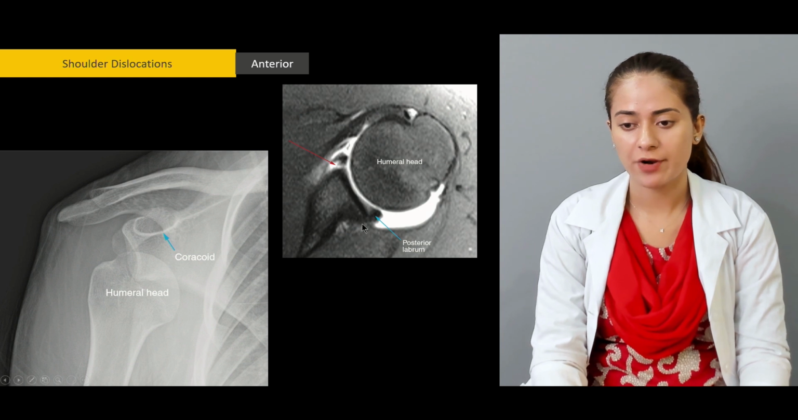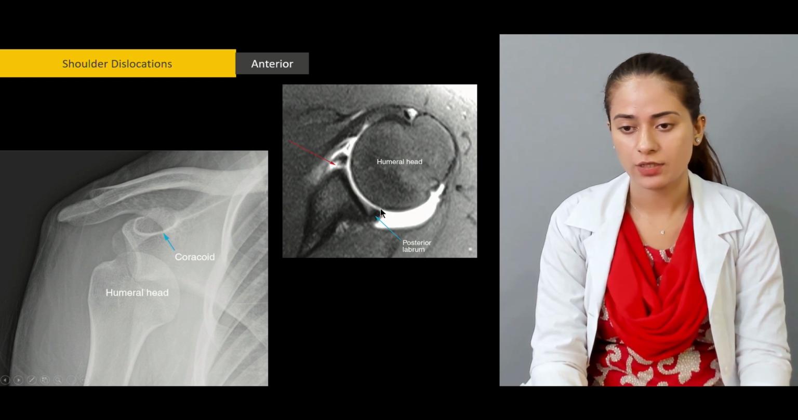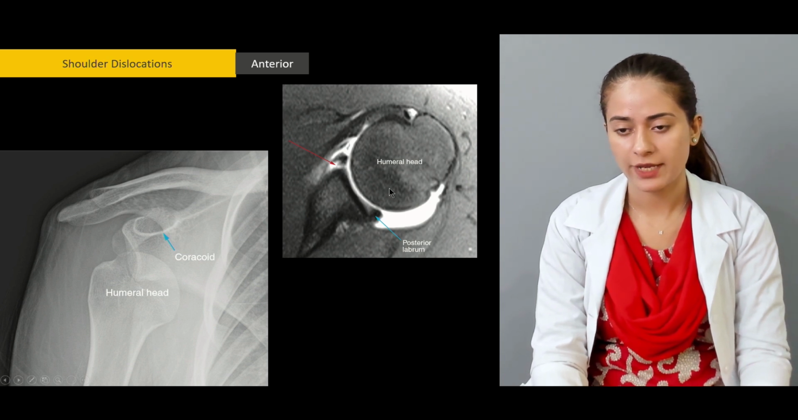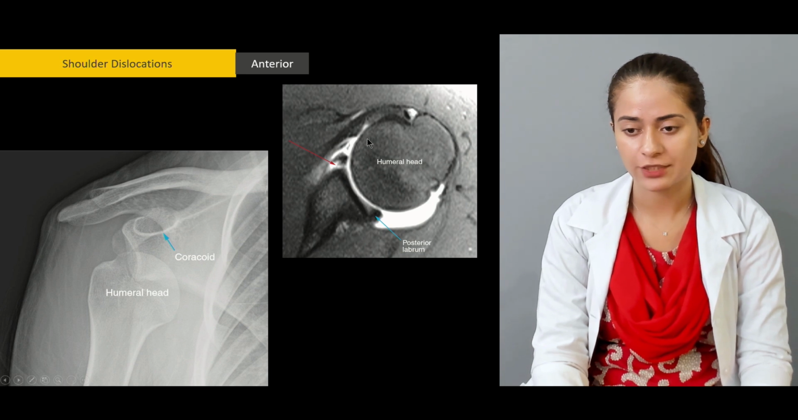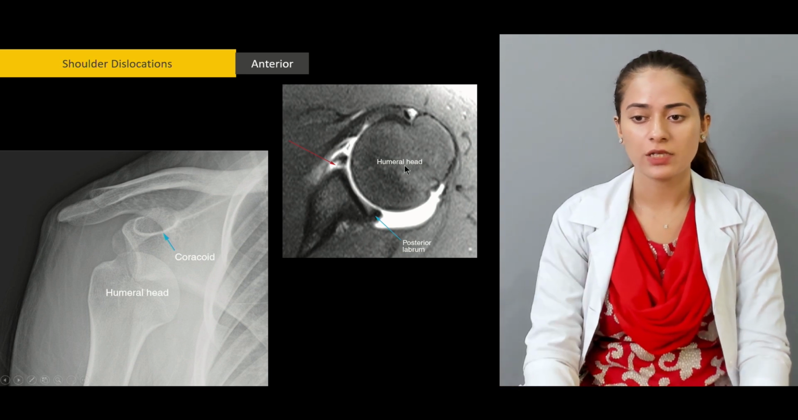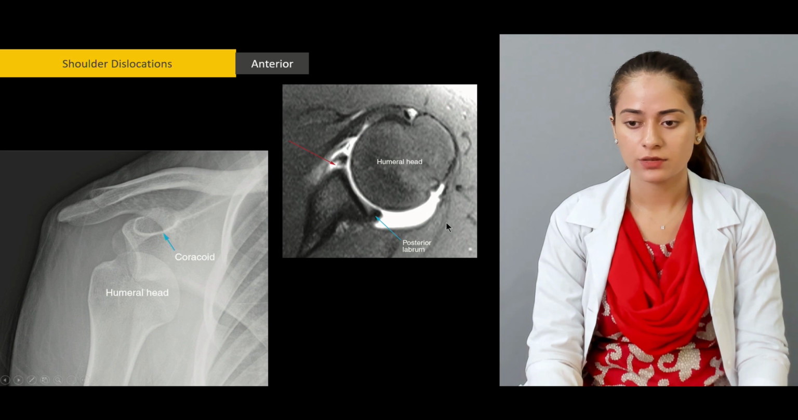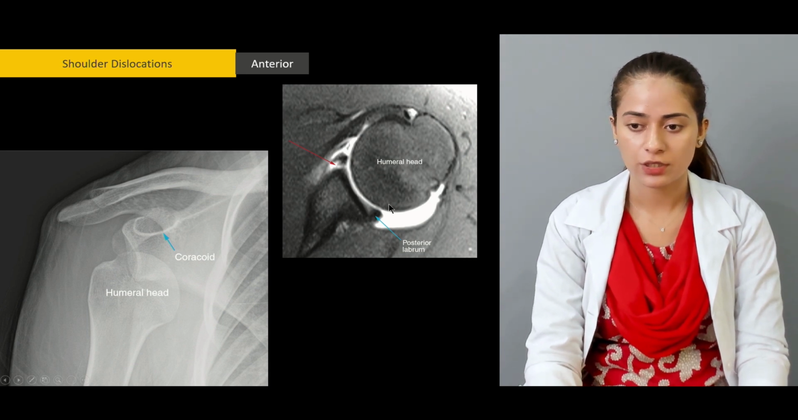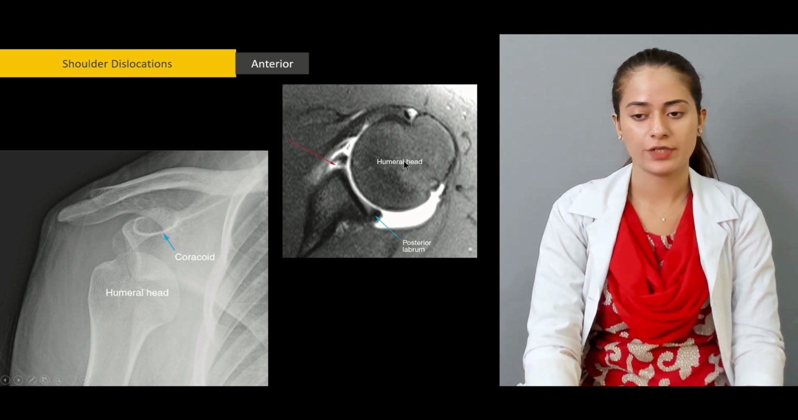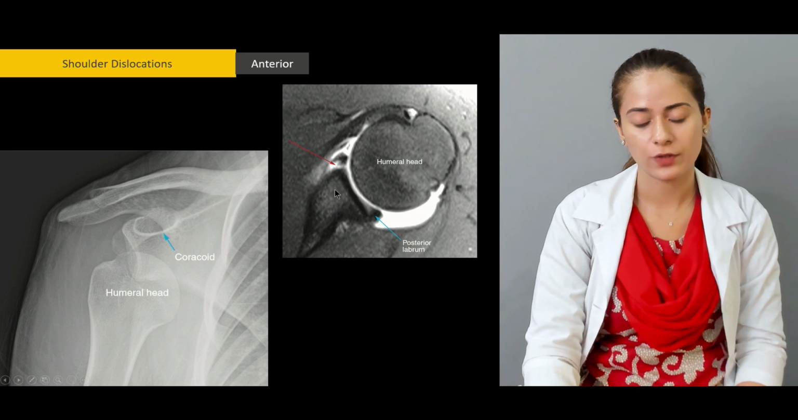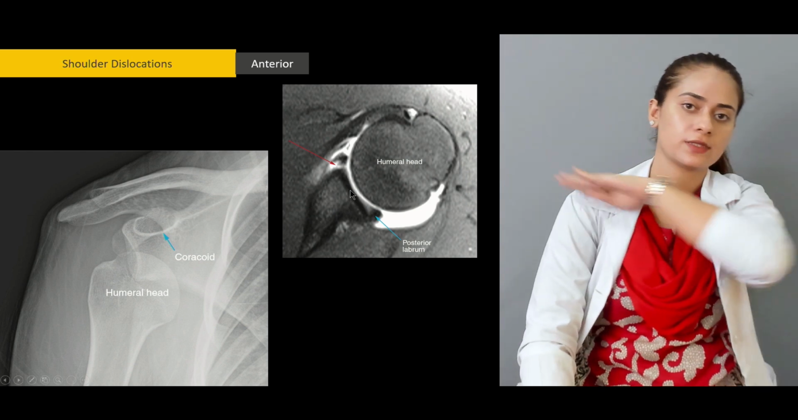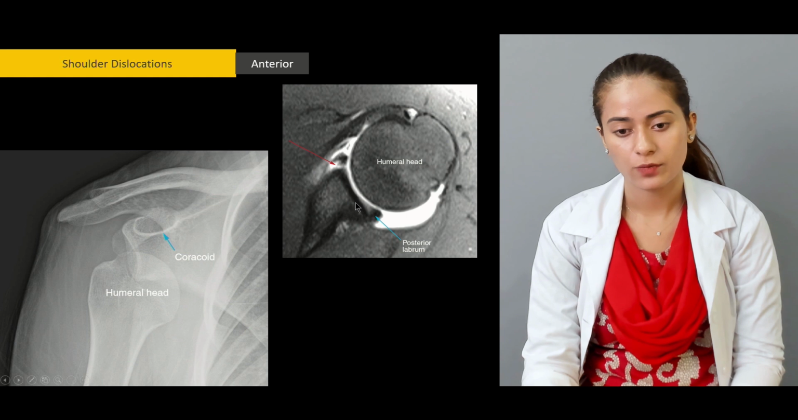So this is the MRI, and we can see here the posterior labrum, the humeral head here, and it's displaced anteriorly. So it should be here, and it's actually here. So this is how it will be seen in an axial view taken from above, and it's sliced away.